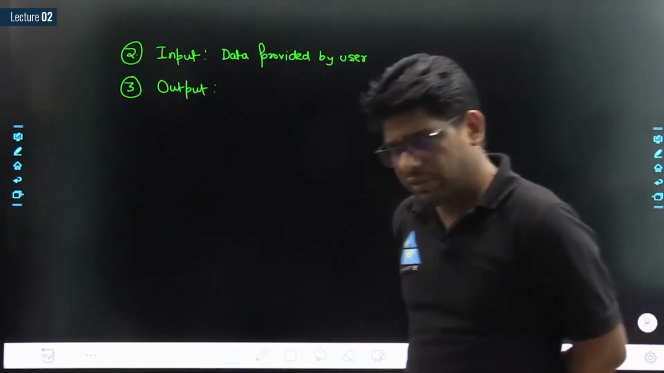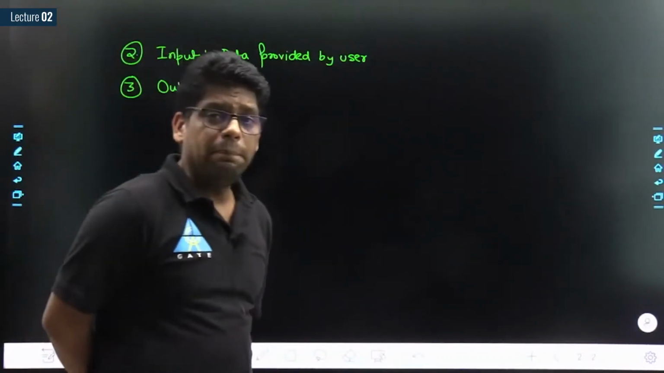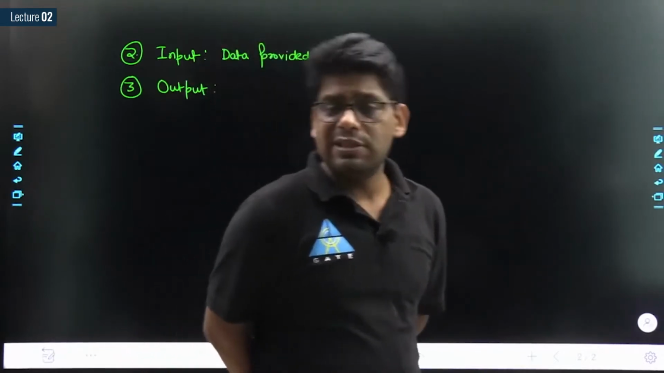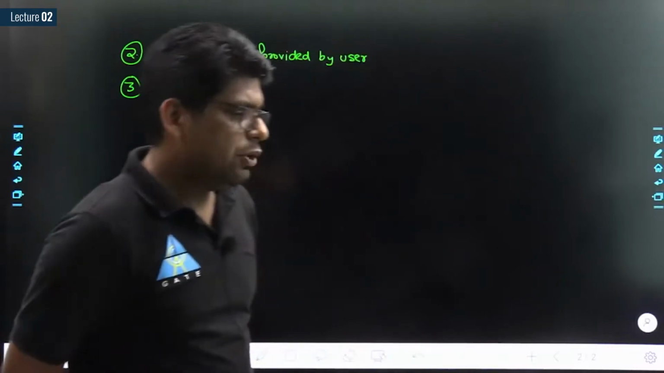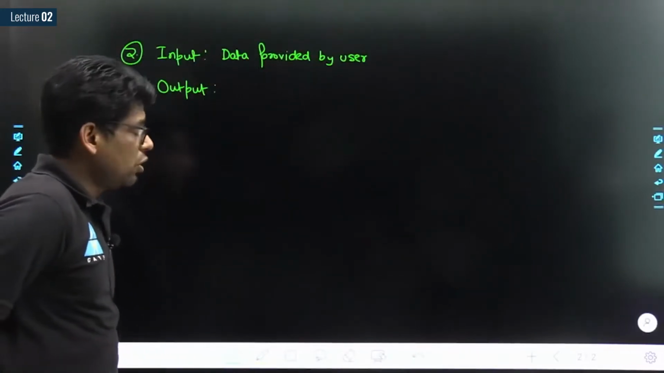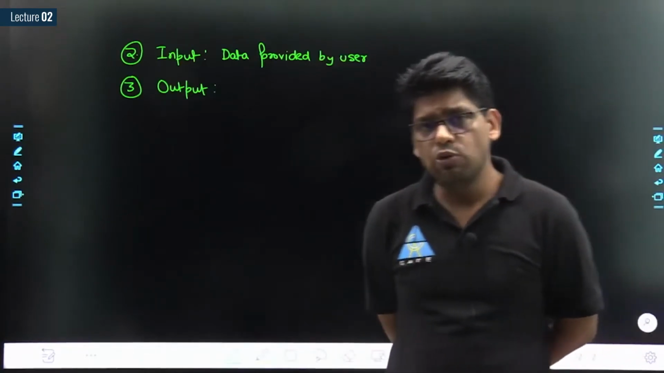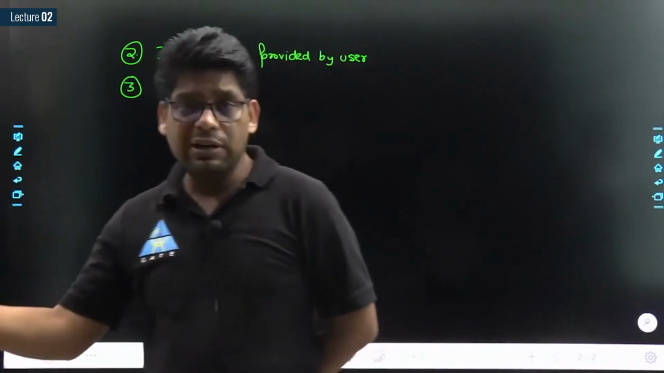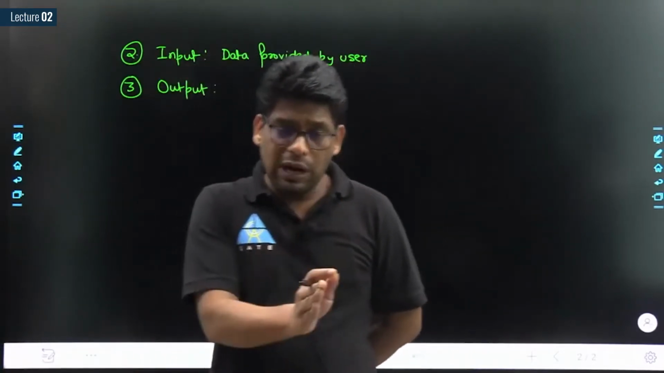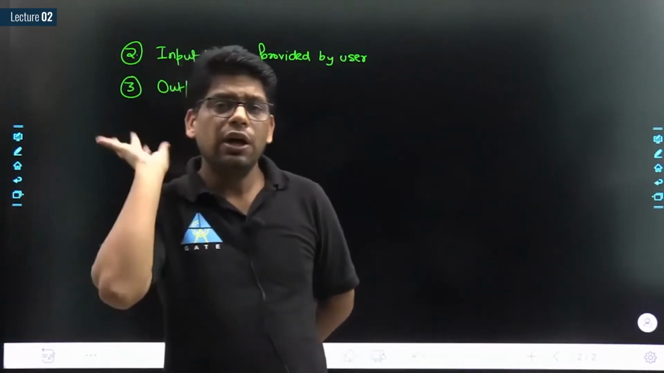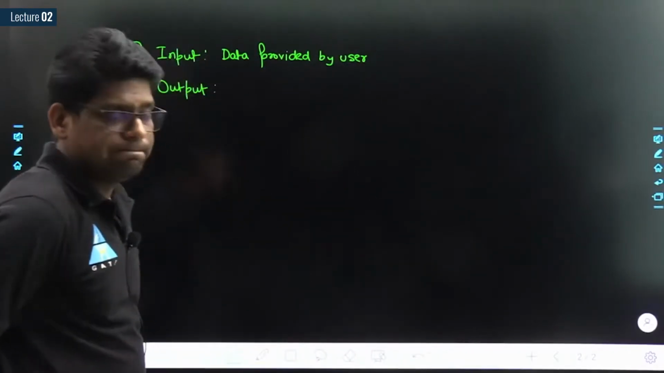Almost every program takes something from us, that is called input, and every program provides something to us, that is called output. I am not trying to be too specific, but almost every program has something called input and something called output. What is input? What the user provides to the program. What is output? What the program gives back to the user.